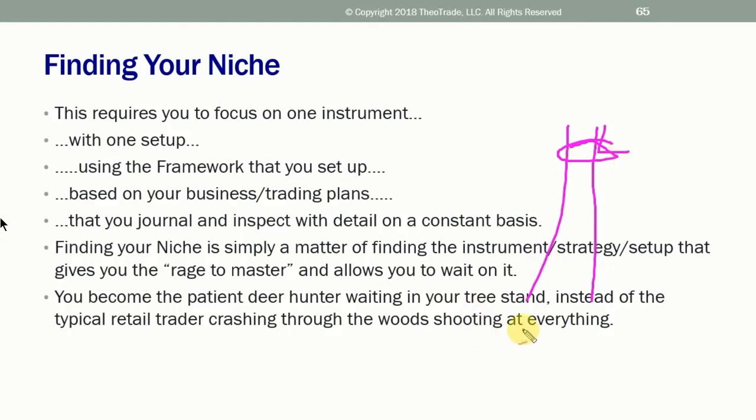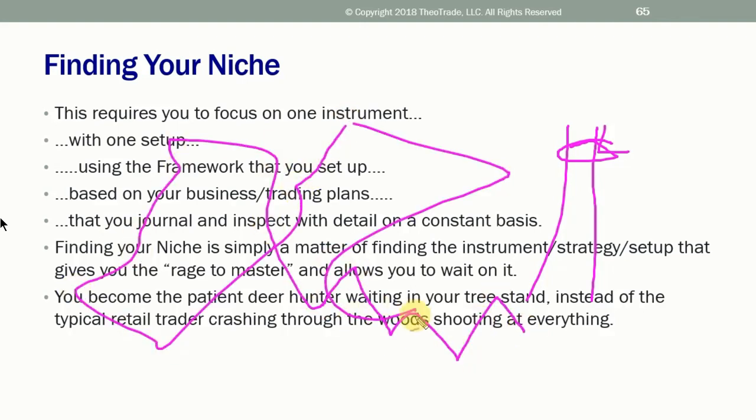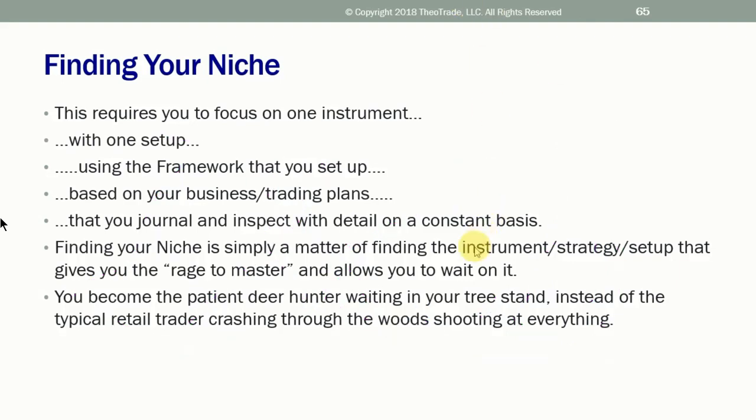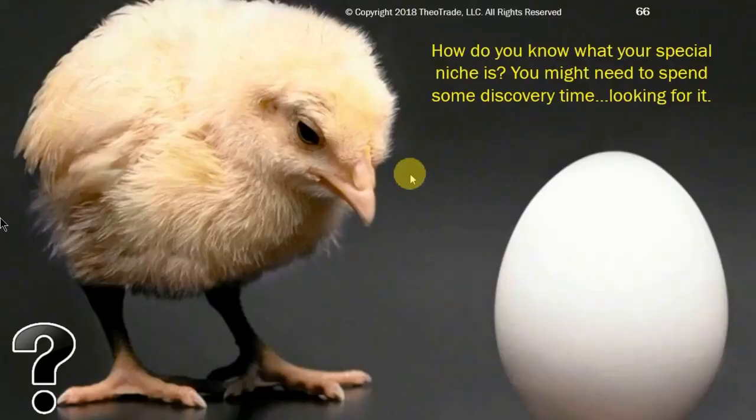Whereas most traders do the exact opposite. They're wandering out in the fields, blazing away at everything that moves. And this is what we do. We just hope we hit something, don't we? So how do you know what your special niche is? Which comes first, right? The chicken or the egg? You might need to spend some discovery time looking for it.